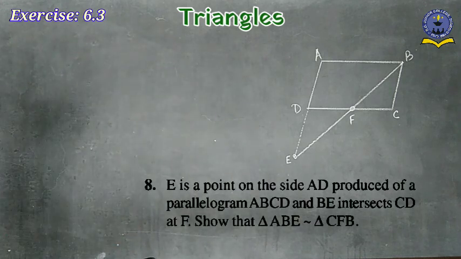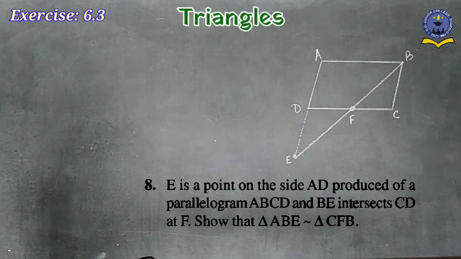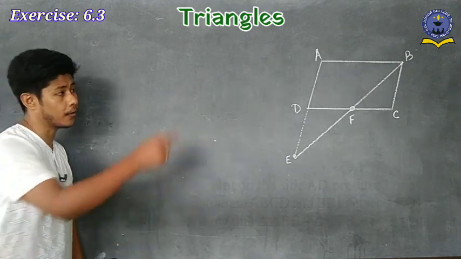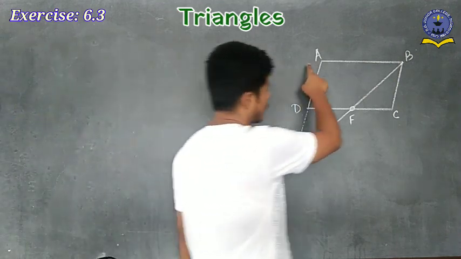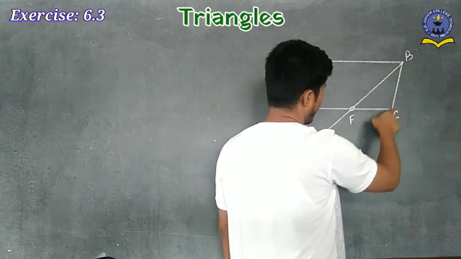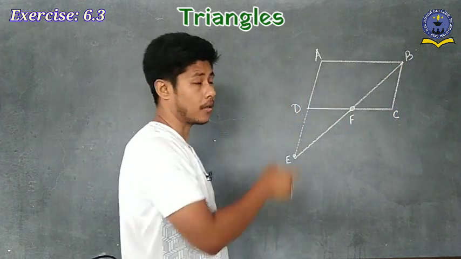and the question is given here in such a way that E is a point on the side AD produced of a parallelogram ABCD and BE intersects CD at F, as you see the question is given here, so that triangle ABE is similar to CFB. So that means here first of all, in this question we have to draw a parallelogram. So that's why first we draw a parallelogram ABCD. Is it clear? Listen carefully.